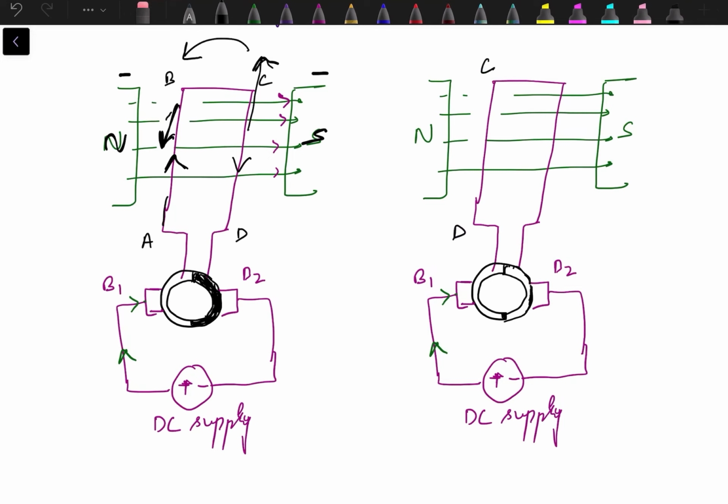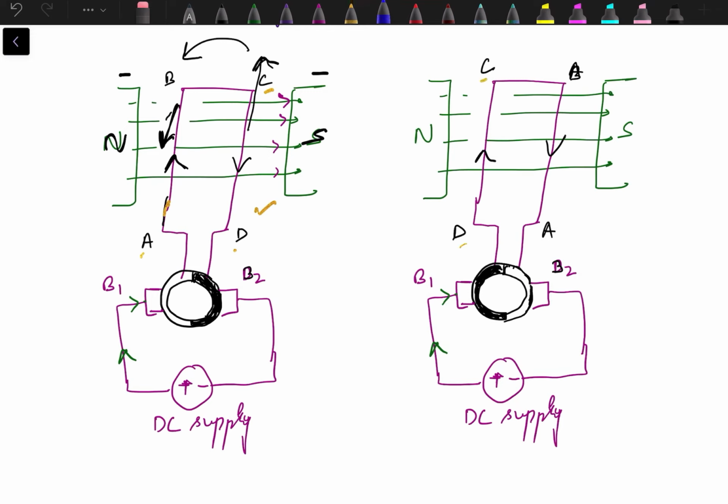Conductor CD is now under the influence of North Pole and AB is under the influence of South Pole. So the shaded commutator segment is now in connection with brush B1 and unshaded is with brush B2. So current through conductor CD is now flowing from D to C, and in AB it is now flowing from B to A. So this is just opposite to what was happening in the earlier case. Earlier current was flowing from A to B, here it's from B to A. Here it was from C to D, now in this case it is from D to C.